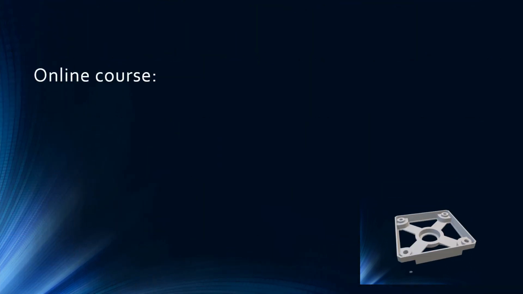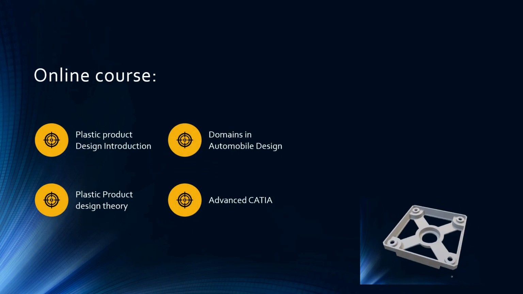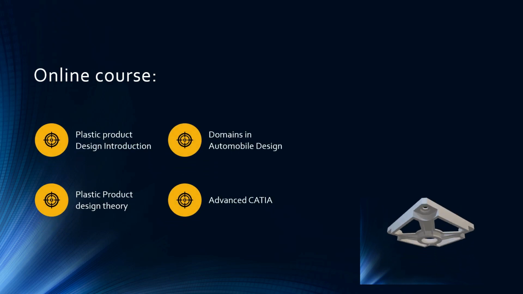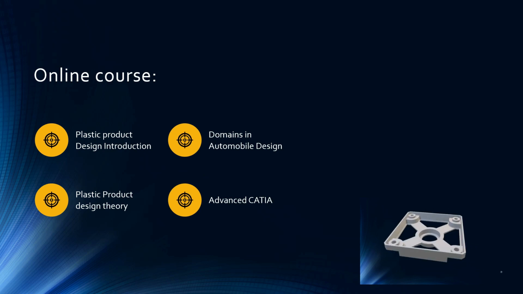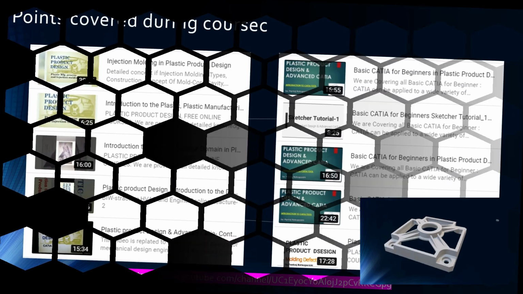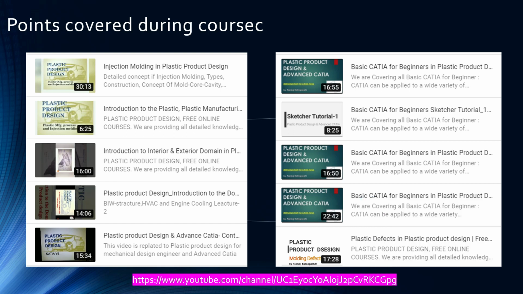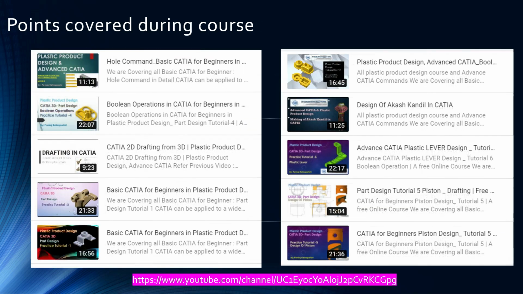Before that, we'll check our online course content. We already covered the plastic product design introduction, domains in automobile design, plastic product design theory, and here we are at the Advanced CATIA. Those points are already covered during the course and the videos are available on YouTube, so you can refer to our channel.